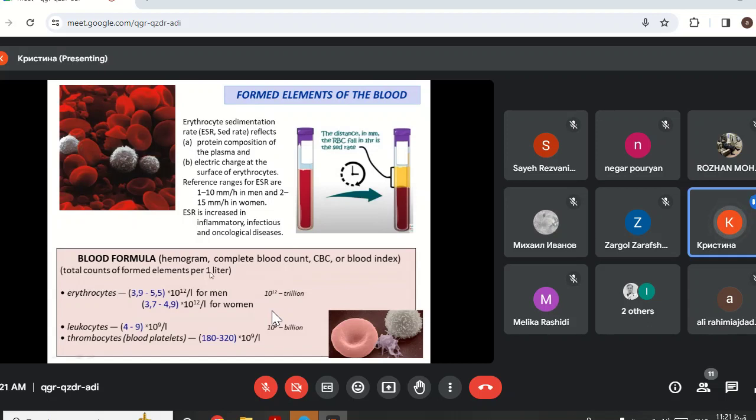and from 2 till 15 millimeters per hour in women. If this ESR is increased, we can say that we have an inflammatory process, inflammation, or infectious or oncological disease. It may be cancer.